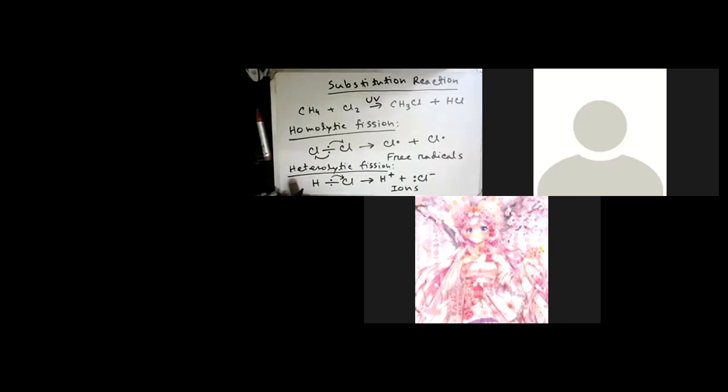And why is it called heterolytic? Because when the covalent bond breaks, the 2 electrons of the bond go to one atom. That is, the electron distribution after breaking the bond is not equal, it is unequal. Hydrogen does not get any electron, but chlorine gets 2 electrons. So it is called heterolytic. Homolytic means homo, same; hetero means different. So here is same distribution, and here different distribution.